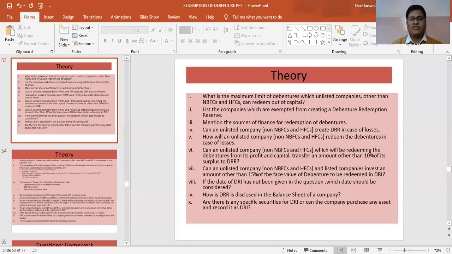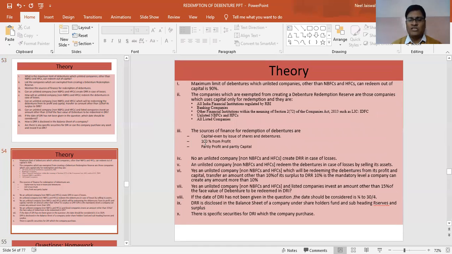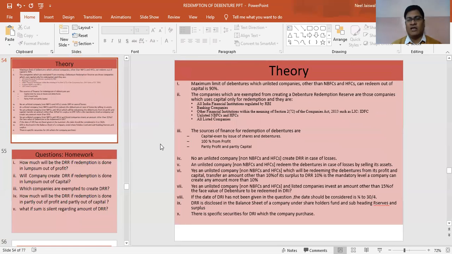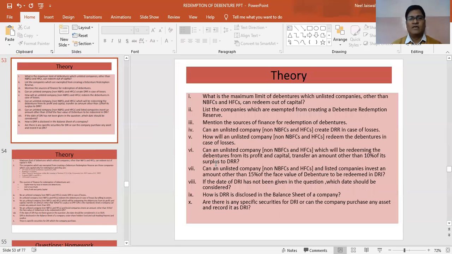Next question, can an unlisted company, non-NBFC and HFC, create DRR in case of losses? No, in case of losses, they cannot create. An unlisted company cannot create DRR in case of losses. In losses, we cannot write surplus in the statement of P&L. We cannot have a negative balance in the statement of P&L and also create a DRR. It's not possible. Okay, next.